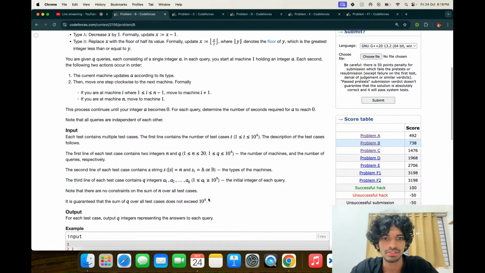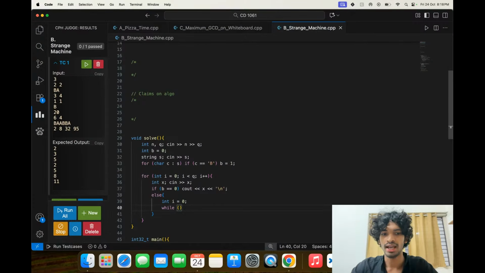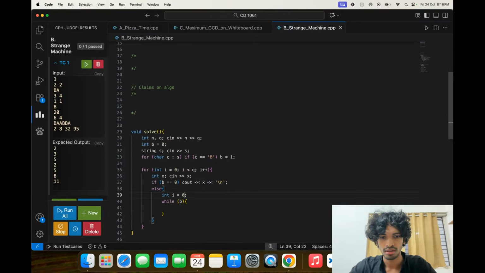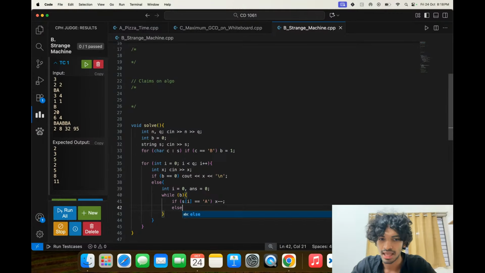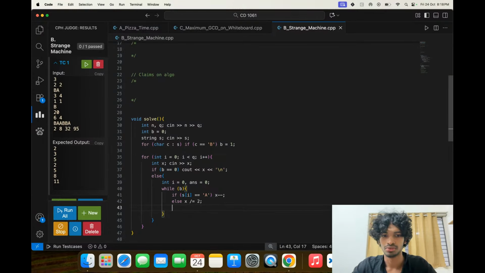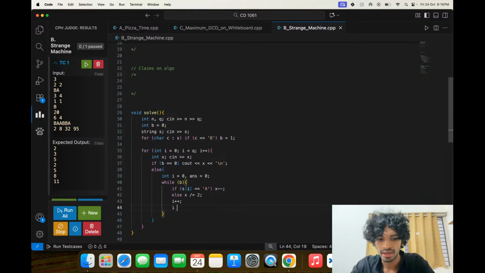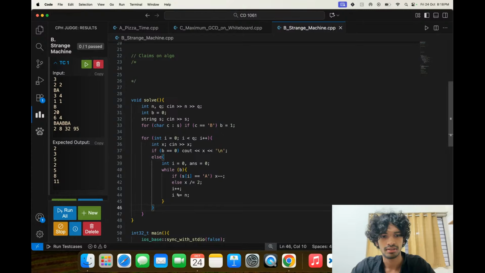You start at 0, let's say. Answer equals 0, while x, if s of i equals a, x minus minus, else x divided by equals 2, i equals i plus plus, i remainder equals n. Okay, cout answer.